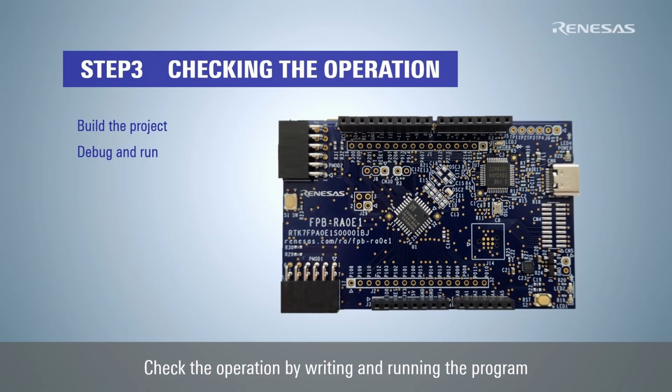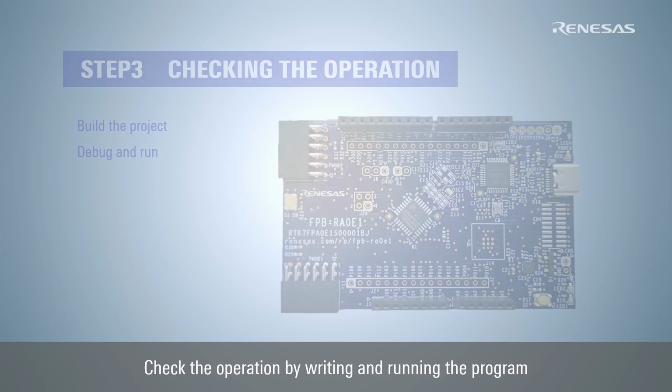As you can see, the Fast Prototyping Board for RA enables easy and low-cost prototype development without the need to purchase additional tools, thus helping to shorten customers' development time. For more details, please refer to the Renesas website.